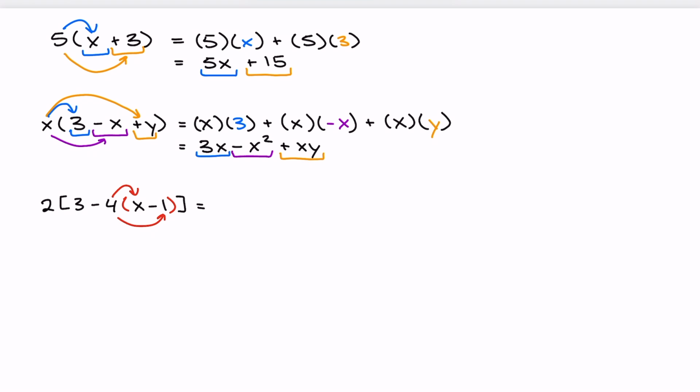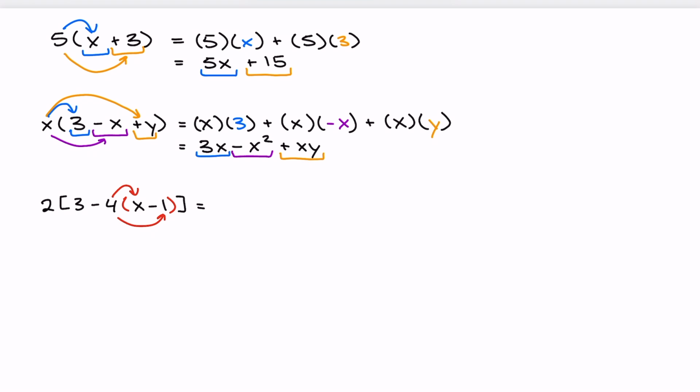So for example, we have 5 times (x plus 3). So that 5 is getting distributed to the x, and it's also getting distributed to that positive 3, giving us 5 times x plus 5 times 3, which can then be simplified to 5x plus 15.